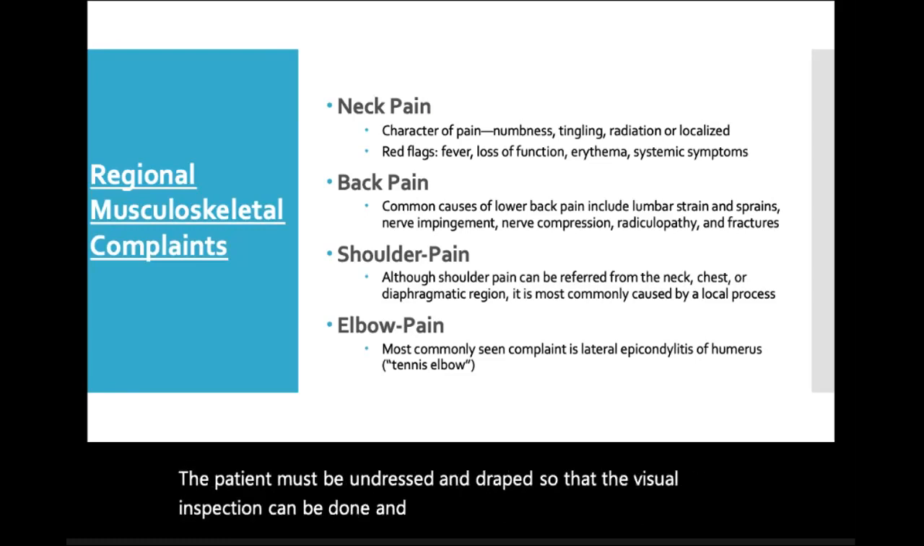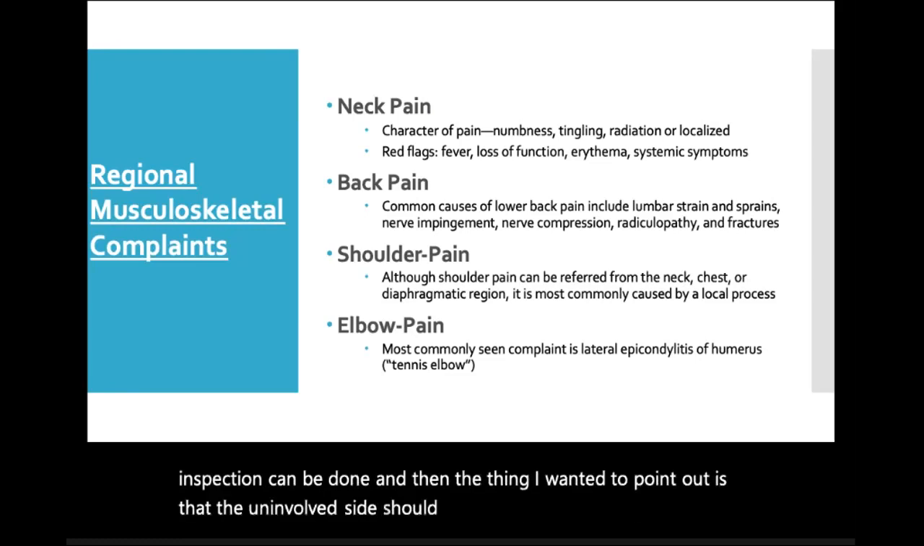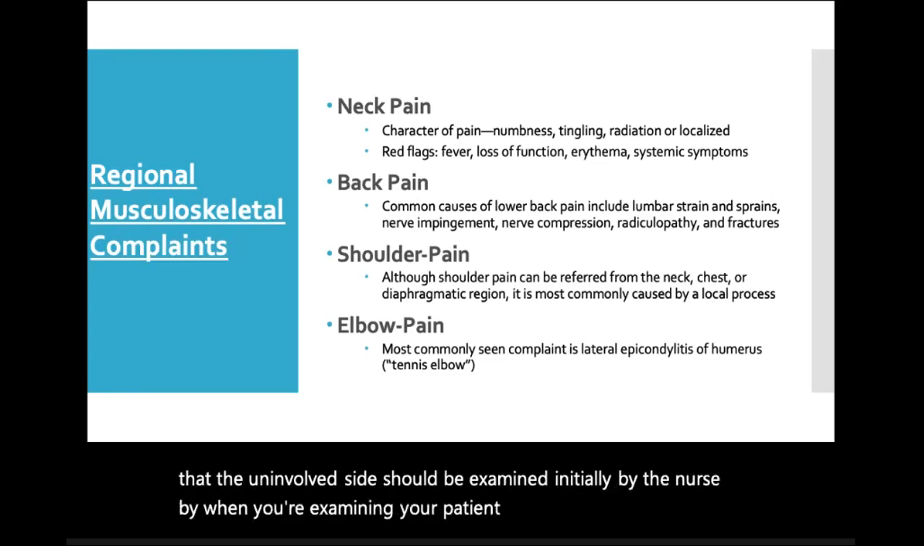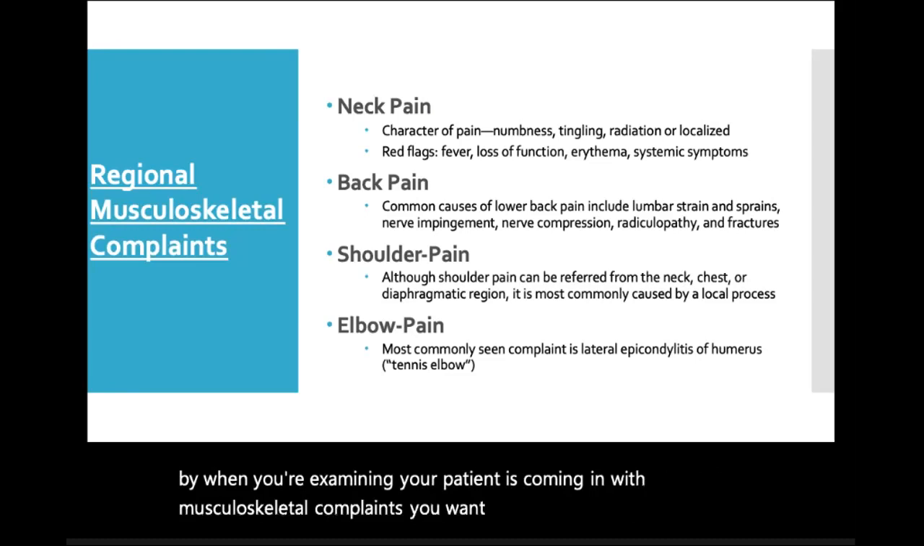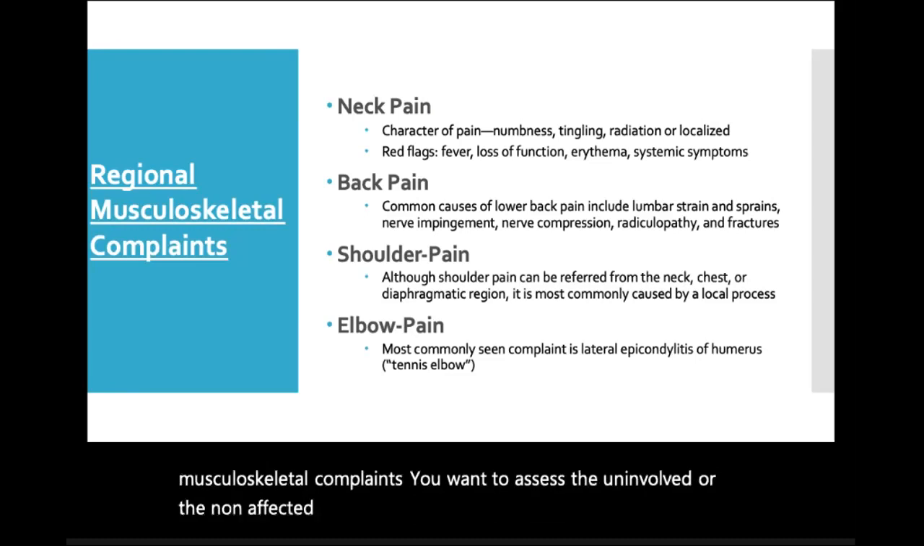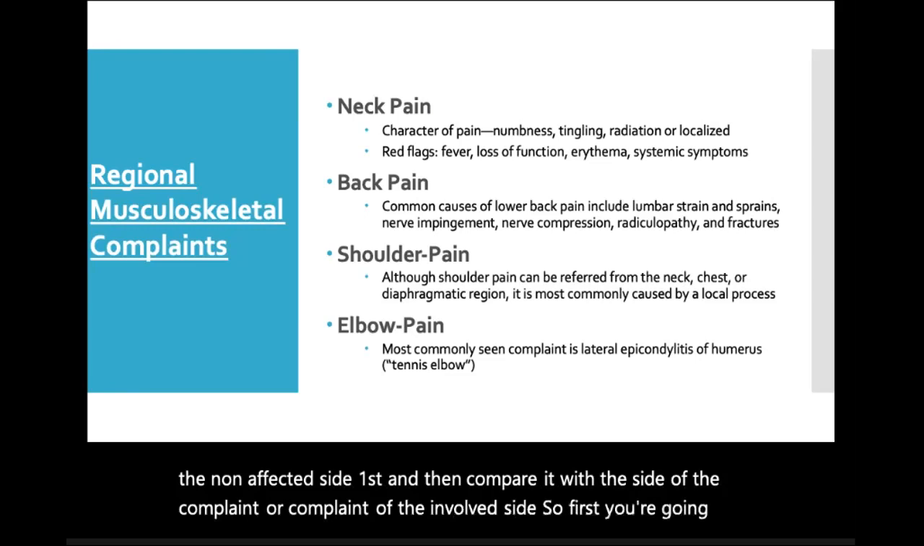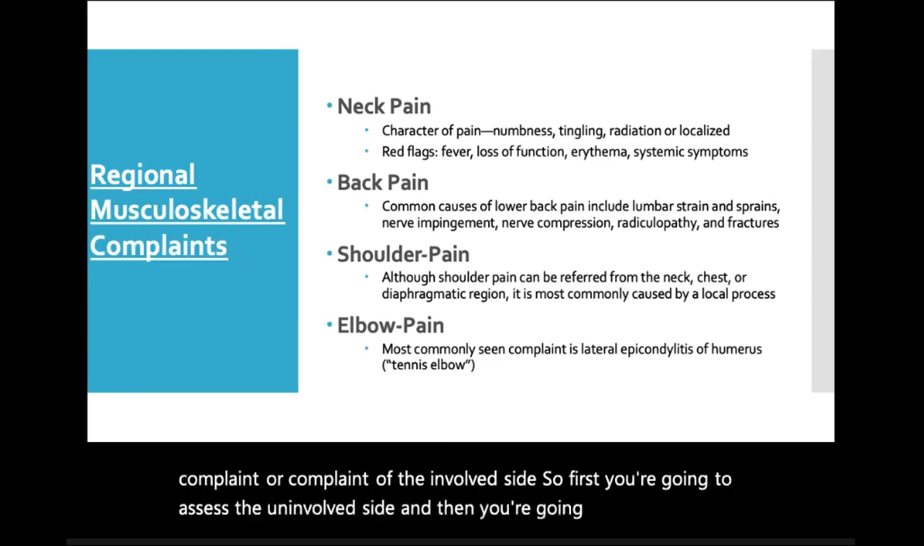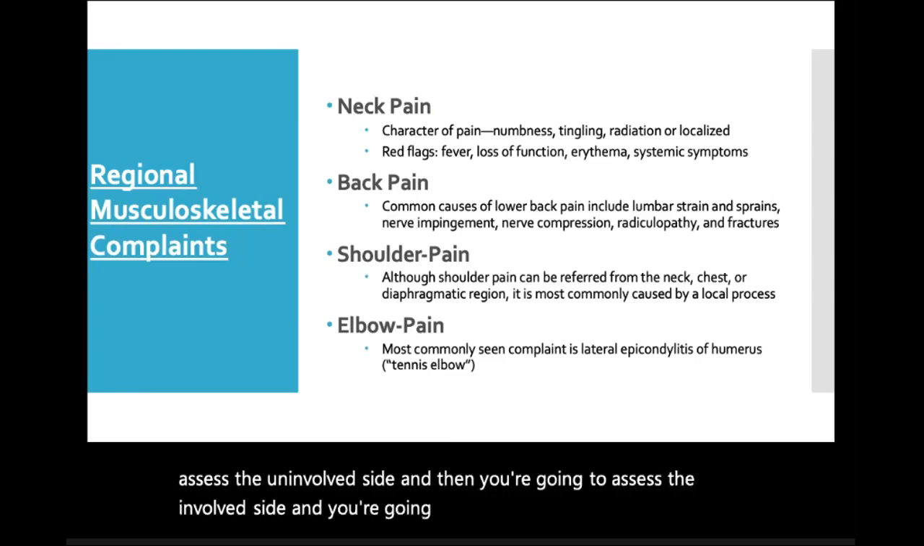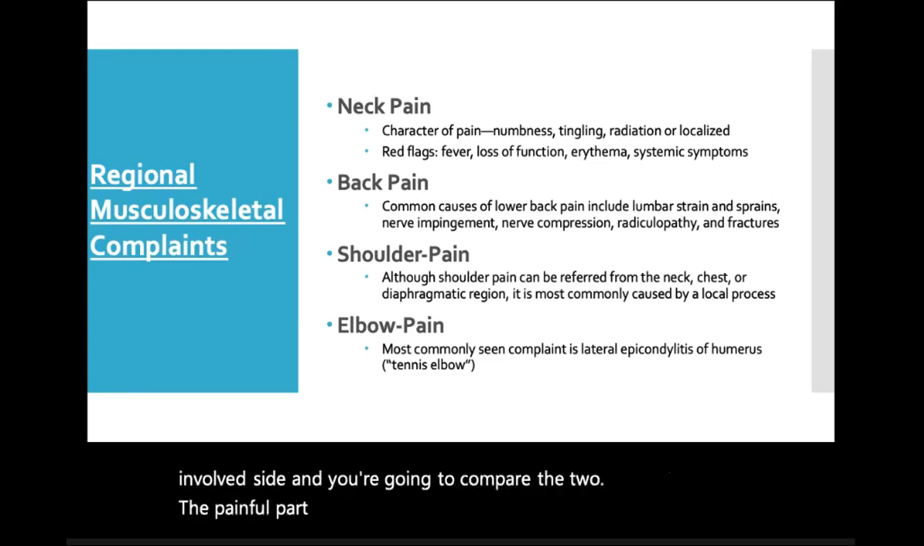And then the thing I wanted to point out is that the uninvolved side should be examined initially by the nurse. When you're examining your patient who's coming in with musculoskeletal complaints, you want to assess the uninvolved or the non-affected side first, and then compare it with the side of the complaint or of the involved side. So first, you're going to assess the uninvolved side, and then you're going to assess the involved side, and you're going to compare the two. The painful part of the area should be examined last, okay?